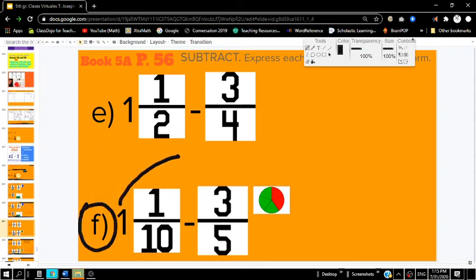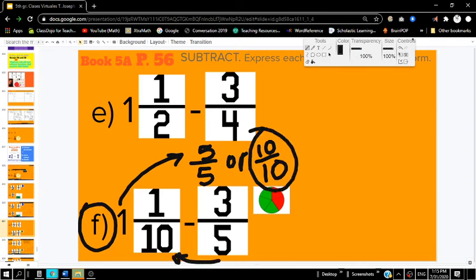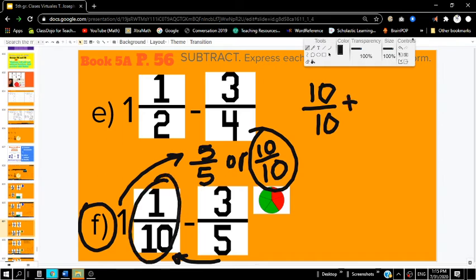Well, I know that 1 is the same thing as any number over itself. It could be 5/5. It could be 10/10. And since I'm going to be adding it to 1/10, I'm going to change it to 10/10. So I know that 10/10 plus 1/10 equals 11/10.